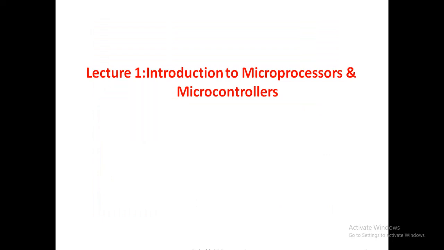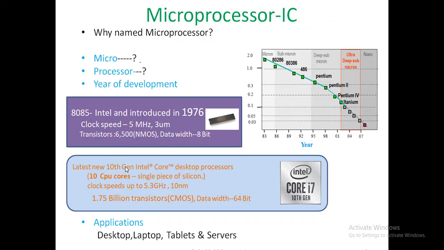Lecture 1, Introduction to Microprocessor. The latest new generation Intel Core desktop processor is the i7 processor. First, just compare the size of this 8085 and the i7 processor. The i7 processor is very small compared to the 8085 microprocessor, and it is also very thin.